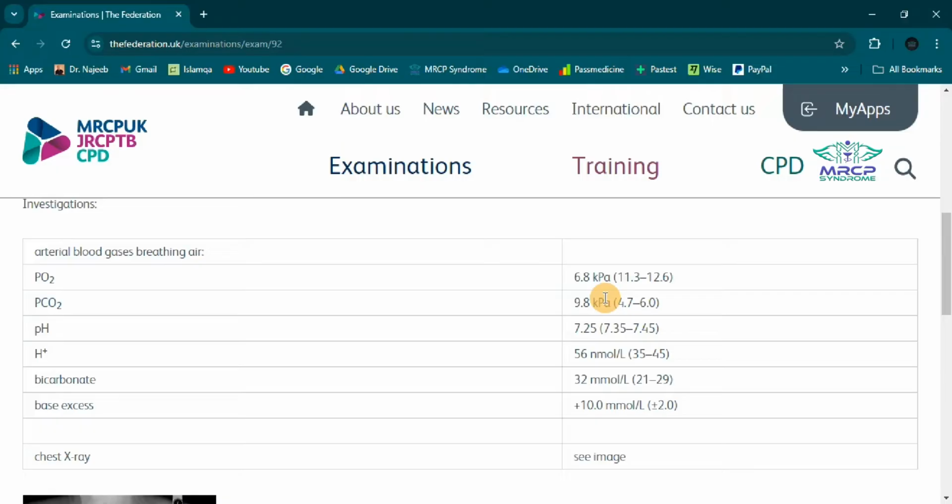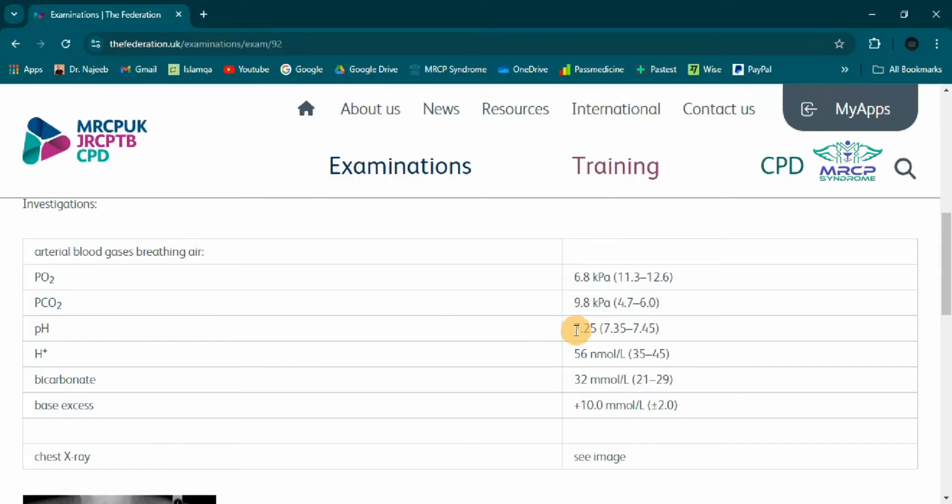Type 2. PCO2 is 9.8, which is high. Yes, sorry, PCO2 is high. So this is type 2 respiratory failure. In case of type 1 respiratory failure, there would be only isolated hypoxia. And in case of type 2, there is a combination of both hypoxia as well as hypercapnia.